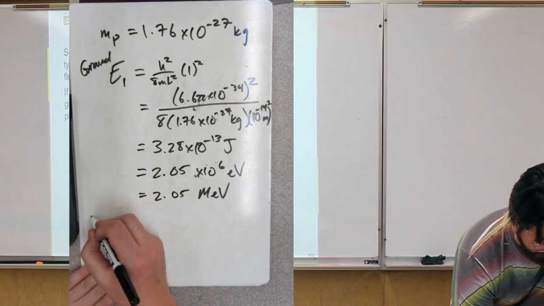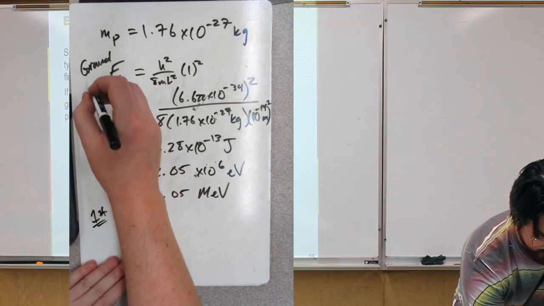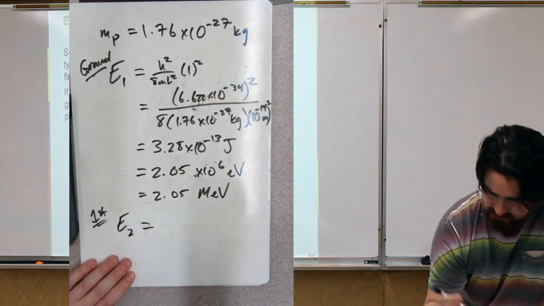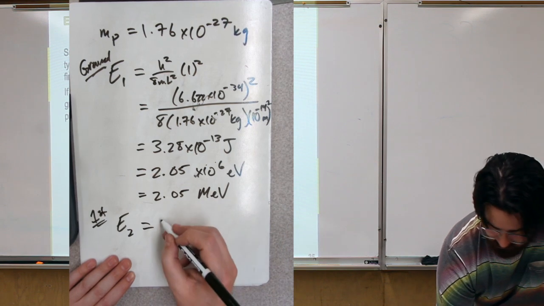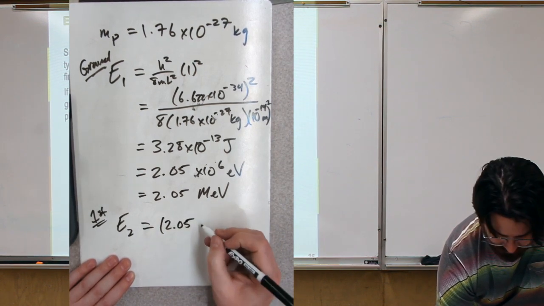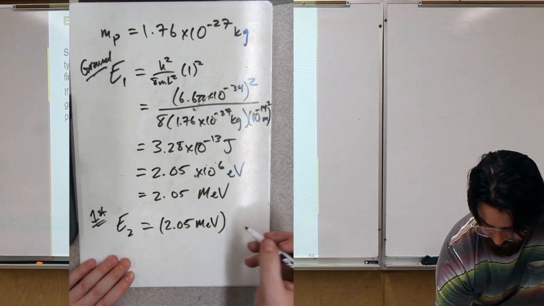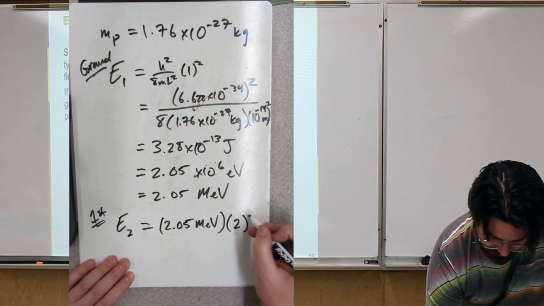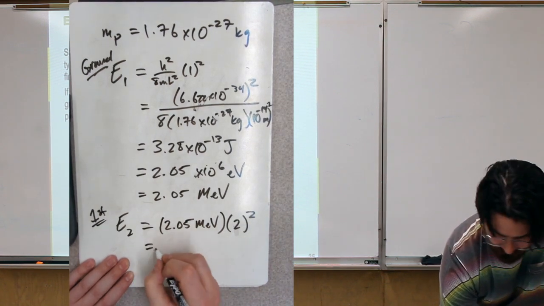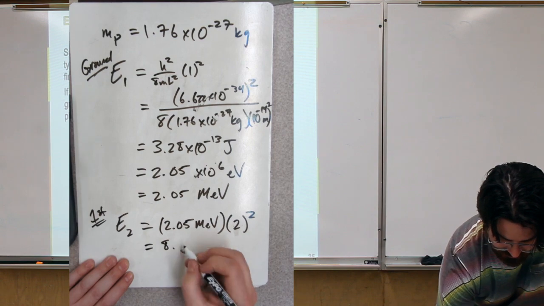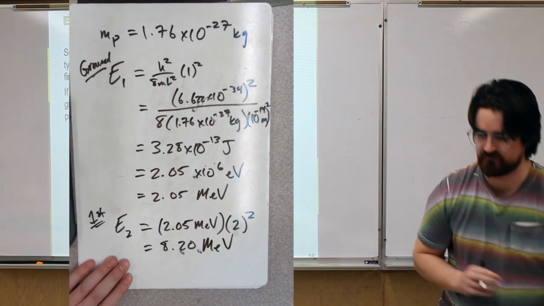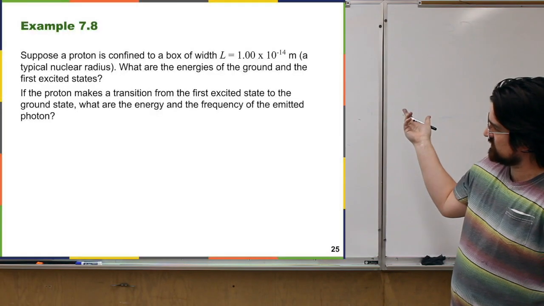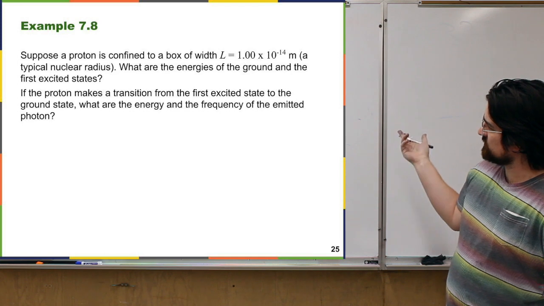of an atom. What about the first excited state? So n equals 1 was the ground state, n equals 2 is the first excited state. Well, I could re-put all those numbers in again, or I could go back to the fact that the excited states are just the ground state multiplied by the quantum number squared. So that looks like 8.2 mega electron volts. There you go. If this proton then makes a transition from the first excited state to the ground state, what are the energy and frequencies of the emitted photon?